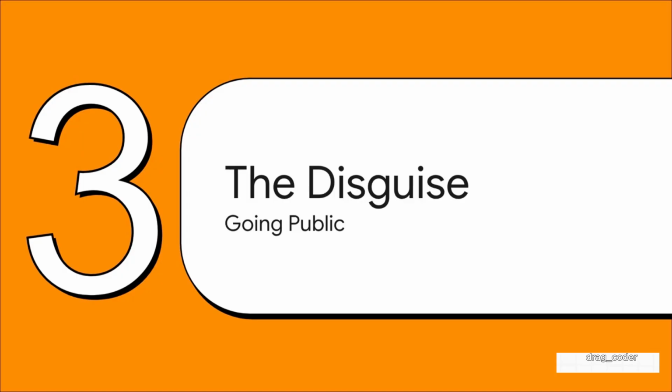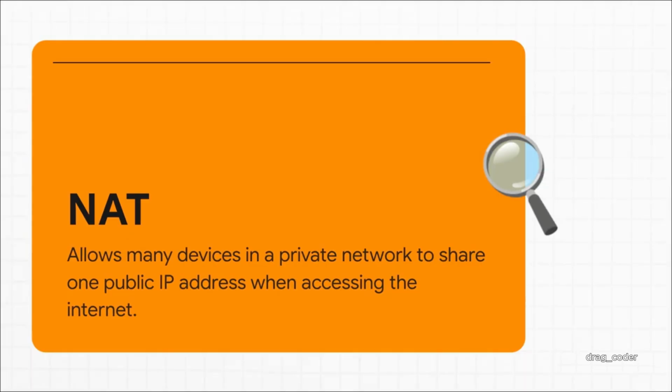All right, our packet has its directions. It's ready to finally leave the local network and step out onto the public internet. But before it can go out, it needs a disguise. It has to change its identity. This disguise has a name. It's called NAT, which stands for Network Address Translation. And it's a really clever system that takes all the private internal addresses on your network and hides them all behind one single public IP address that your internet provider gives you.